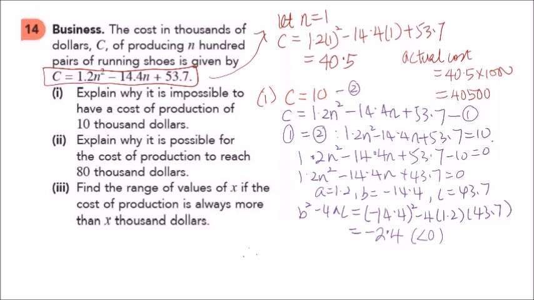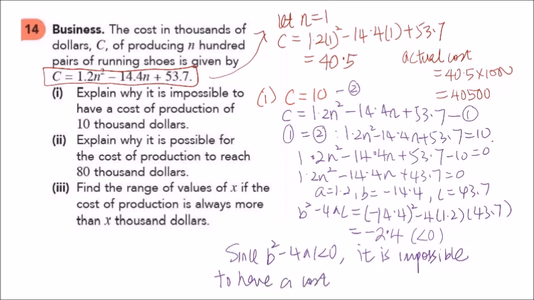Since b squared minus 4ac is less than 0, it is impossible to have a cost of production of $10,000.